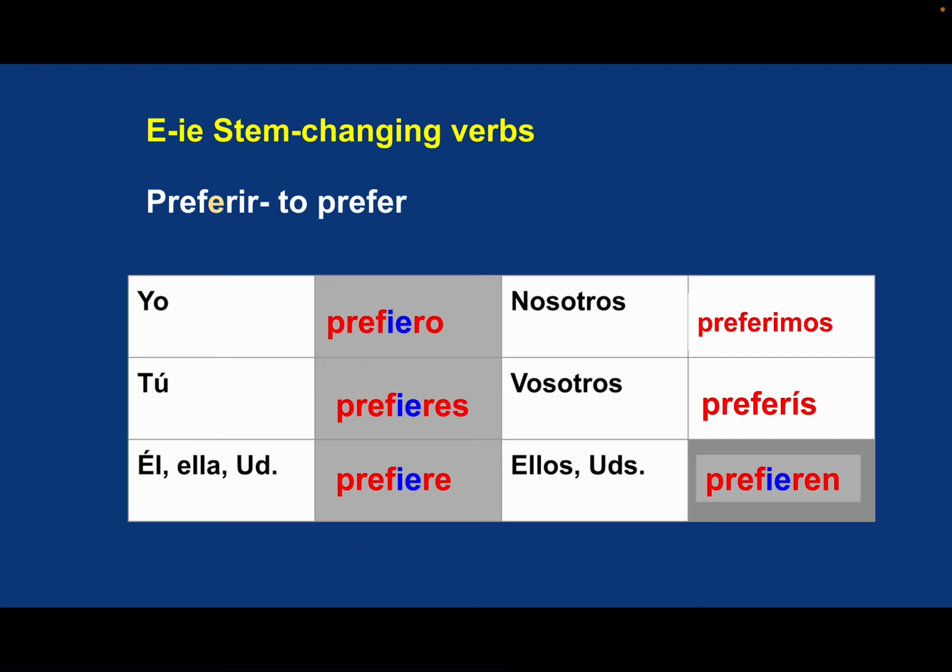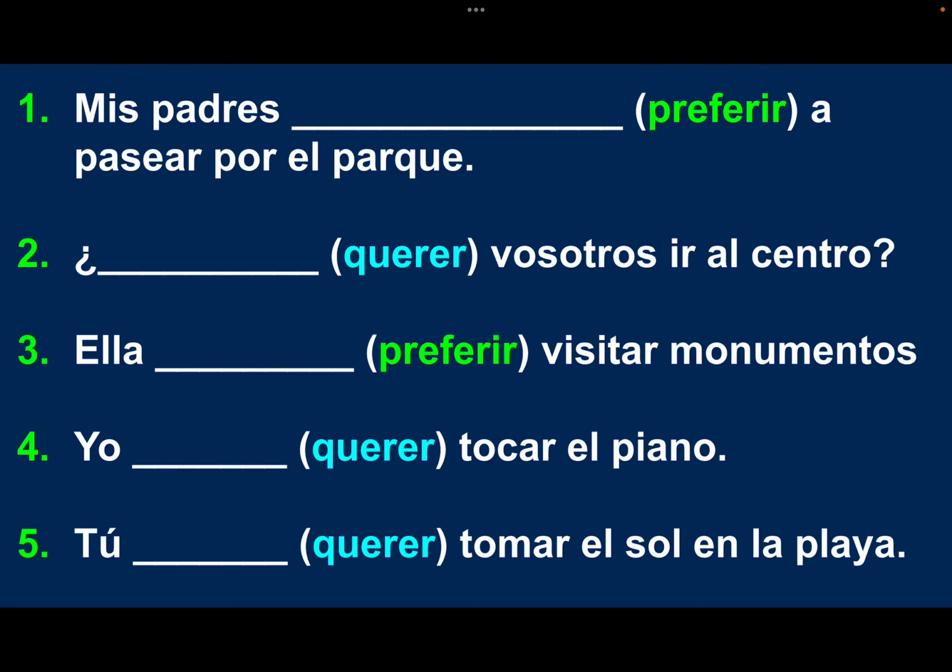They're annoying, but once you get some practice, you got it. Ugly boot. So let's practice this real quick. We're going to practice alternating between preferir and querer. Pause the video, try this out on your own, and come back and check your answers.